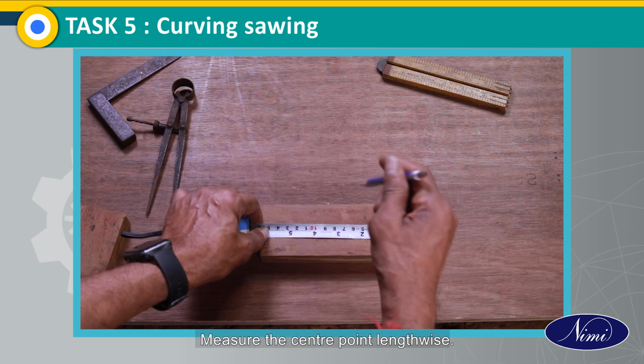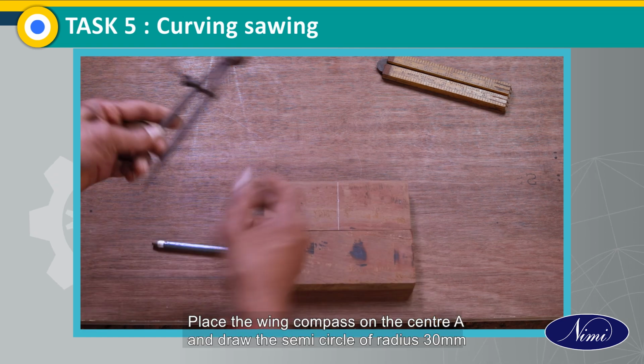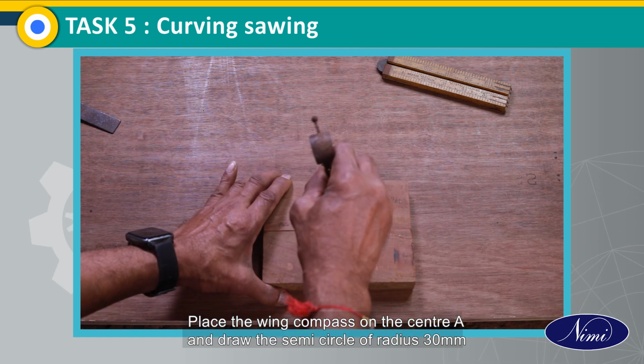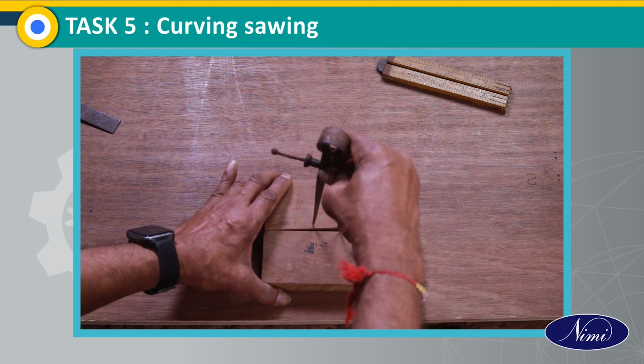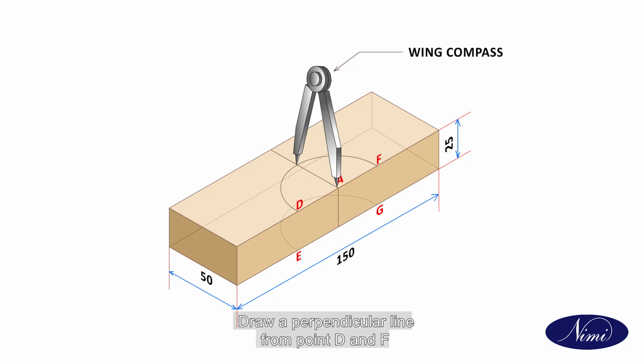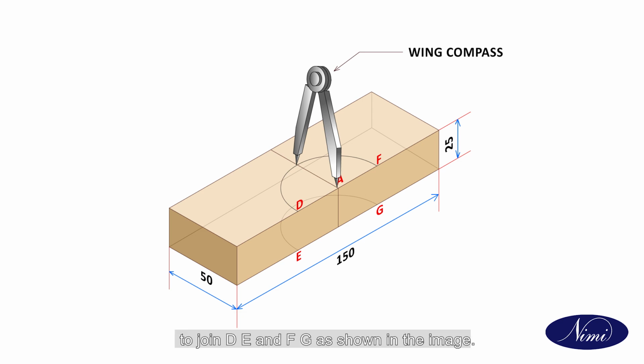Measure the center point lengthwise. Place the wing compass on the center A and draw the semicircle of radius 30 mm on both sides with the help of a support piece. Draw a perpendicular line from points D and F to join DE and FG as shown in the image. Now, DE is equal to FG is equal to 25 mm thickness.